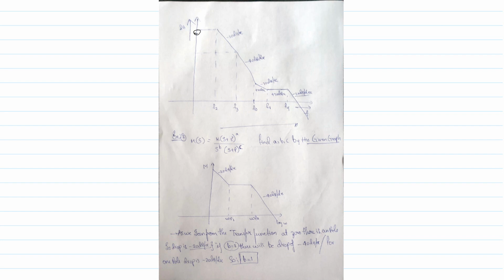Let us consider another example. H of s is equal to k into (s plus z) whole power of a, divided by s power of b into (s plus p) whole power of c. Find a, b, c from the given graph. By this example, you can draw any Bode plot in a very easy way. Given an open loop gain versus frequency graph, it is a Bode plot.